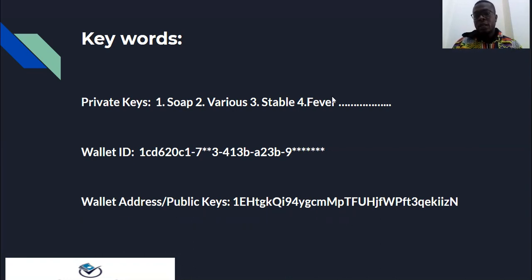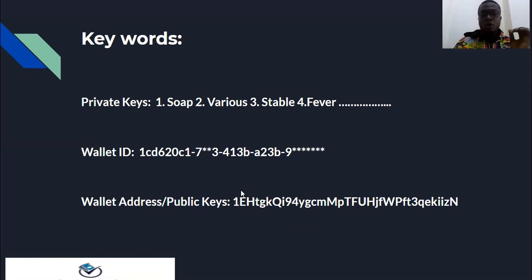Never share it with anyone. This is more important even than your wallet ID. When you see any platform online trying to ask you for these details, they are fraudulent, okay? Nobody is going to ask you for your private keys or your wallet identifier. You don't share them with people, all right?